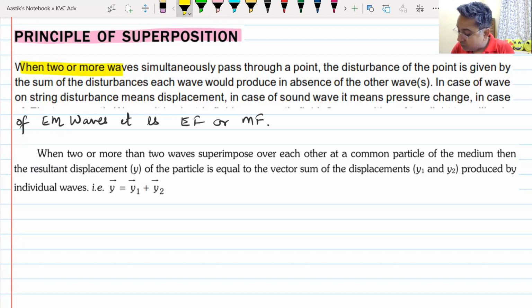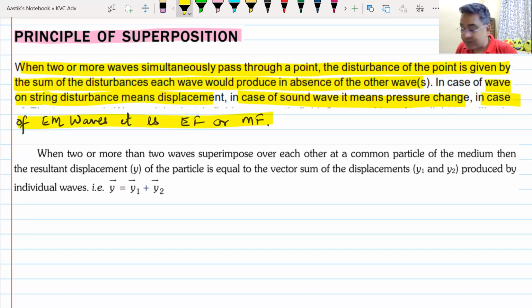Similar to this, when two or more waves simultaneously pass through a point, the disturbance at the point is given by the sum of the disturbances that each wave would produce in the absence of the other wave. In case of a wave on a string, disturbance means displacement of the particle. In case of sound waves, it means the pressure change. In case of EM waves, it means the net electric field or the net magnetic field is the vector sum. Do we understand this? Yes, sir.